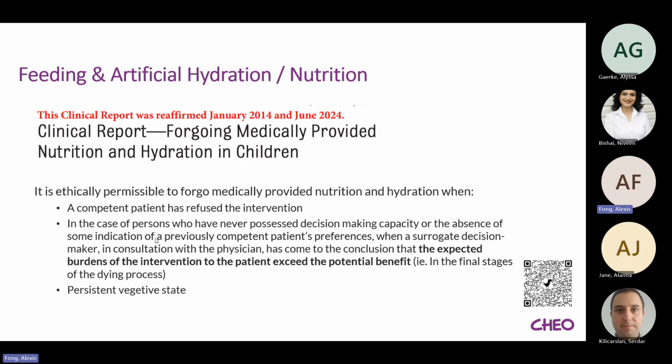Number one is a competent patient who has refused the intervention. Number two is really long, wordy and complicated, but basically when the expected burden of the intervention to the patient exceeds the potential benefit. For example, in the final dying process where feeding someone is actively going to harm rather than help. And then the third one is a persistent vegetative state. This is defined as an individual who is unable to meaningfully interact with their environment, where providing artificial hydration and nutrition will not meaningfully contribute to their quality of life, and removing it will not meaningfully impact their quality of life.